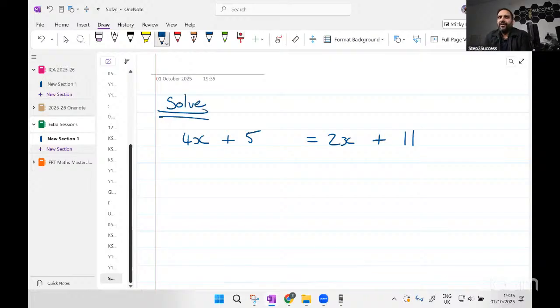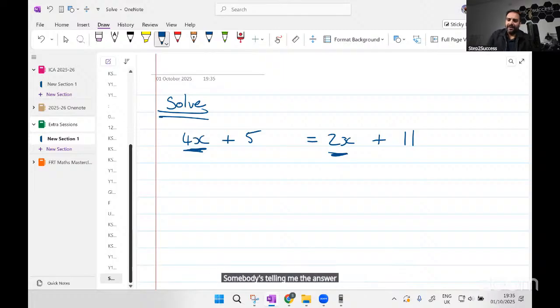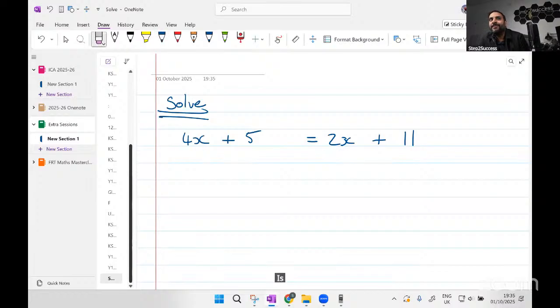Okay. So imagine the question said, solve this. If the question said solve this, then solve means find out what x is, right? Your first problem here is that you've got x's in two different places. Somebody tell me the answer. Yep, 27 year 7, I'll come to that. I'll just go through this one first. So you're trying to get the x, the problem is x is in two different places. So what you have to do first is bring them together.